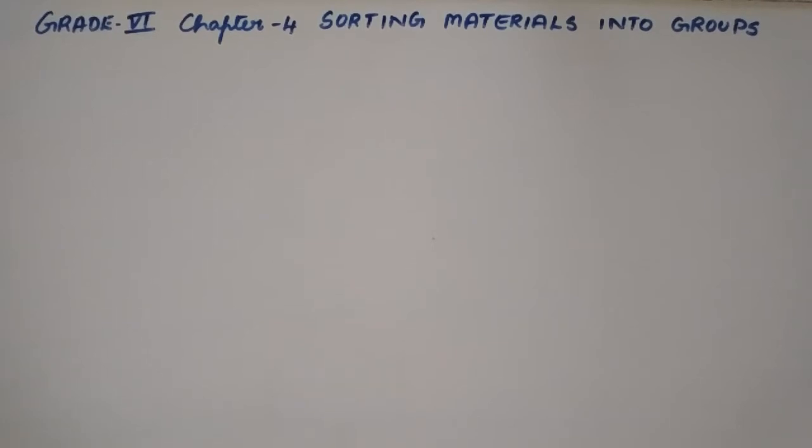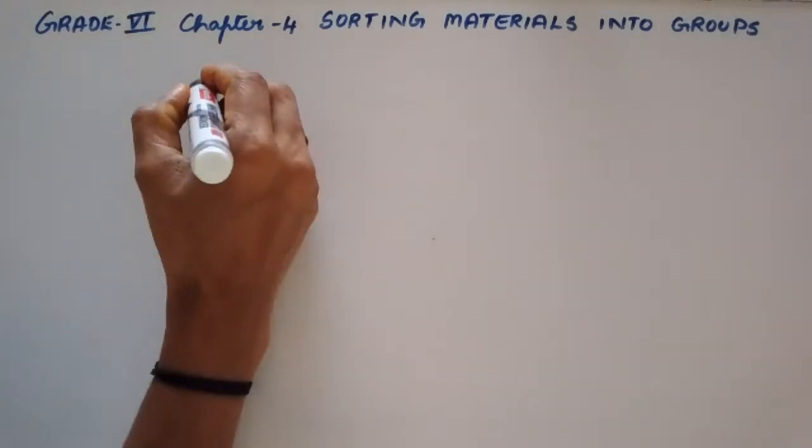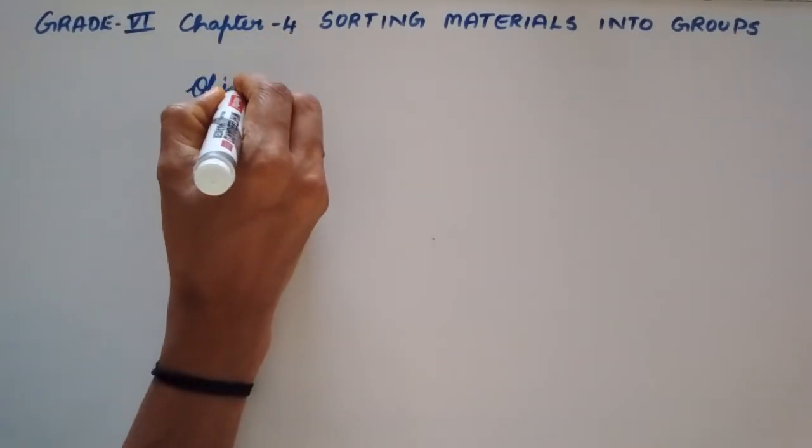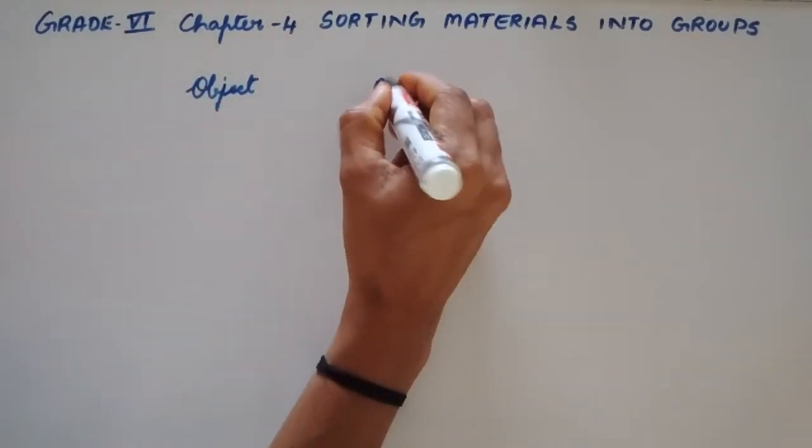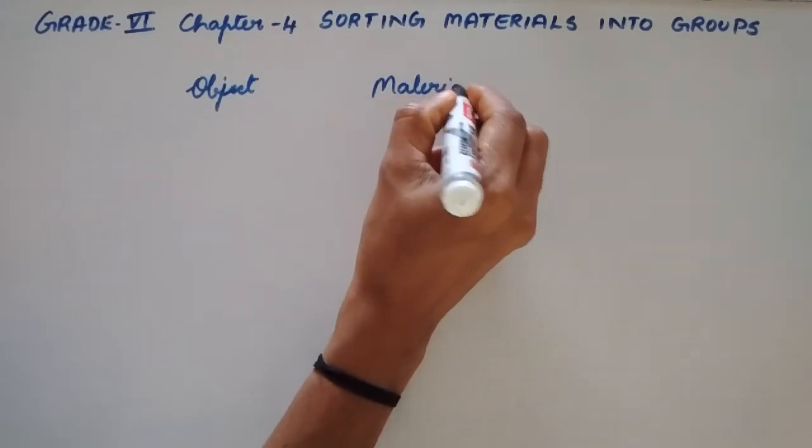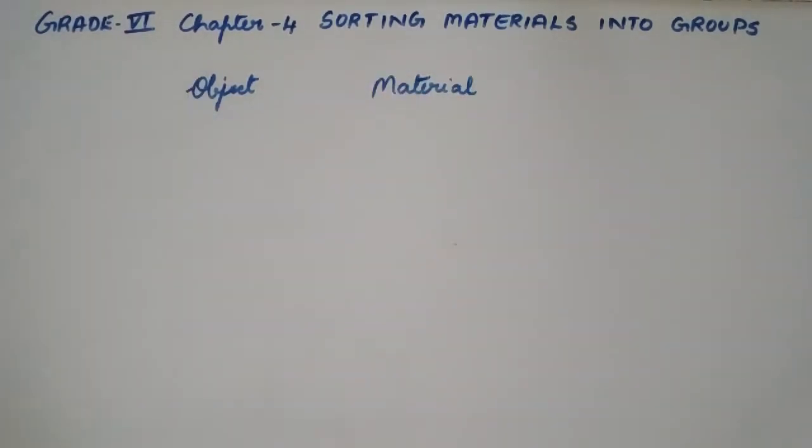Sorting. The meaning of the word sorting is arranging things systematically into groups. Now, before beginning with the chapter, let us understand what is an object and what is a material. Let us understand the difference between the two, how they are different from one another.